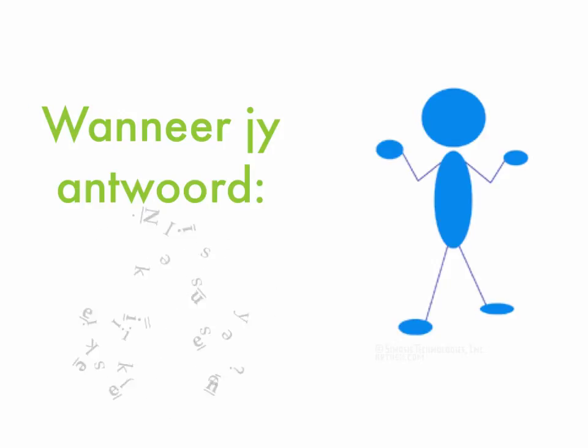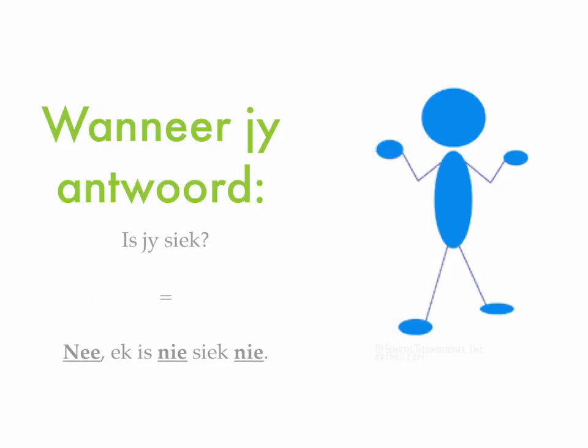So kom ons kyk gou wat wys hulle. Is jy siek? Starting your sentence, answering, say nee, no, nee, ek is nie siek nie. So, nee, comma, subject. See there, the highlight the jy for you and the ek. The jy became ek.